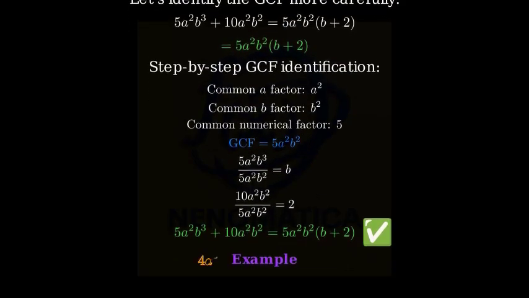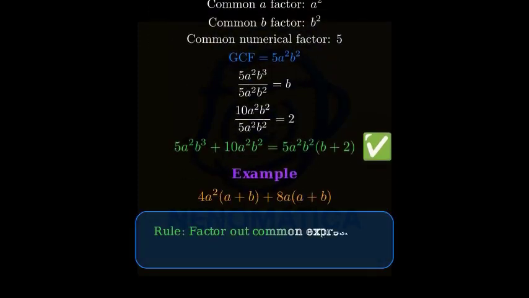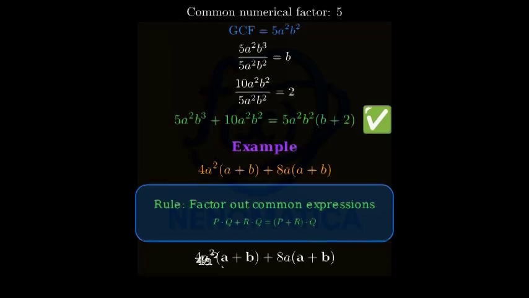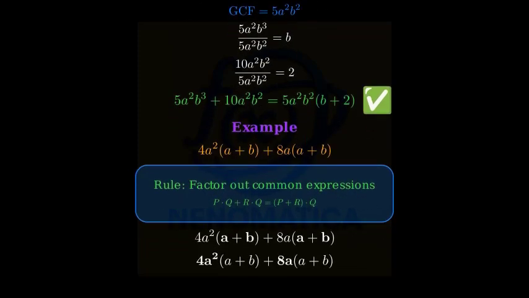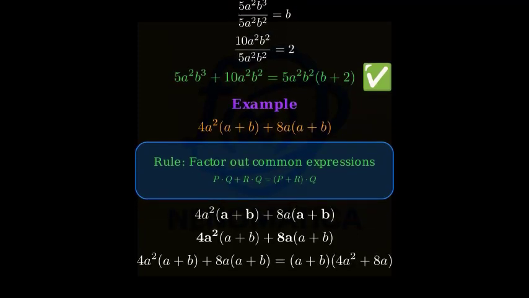Here we have the expression 4a squared times the quantity a plus b plus 8a times the quantity a plus b. This is a bit different from our previous examples because we have a binomial expression, a plus b, appearing in both terms. In this case, the binomial a plus b is common to both terms. The other factors are 4a squared and 8a, so we can factor out the common binomial a plus b.